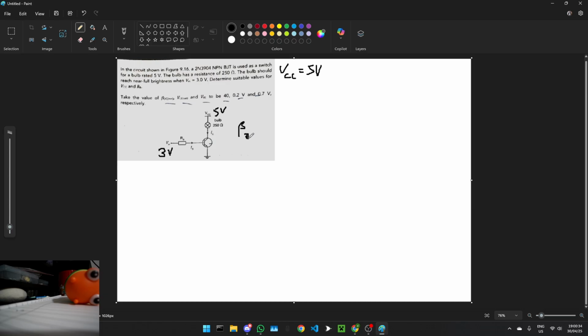DC current gain is 40. VCE set, which is this, is 0.2 volts. And VBE, which is this, that acts like a diode, is 0.7 volts.